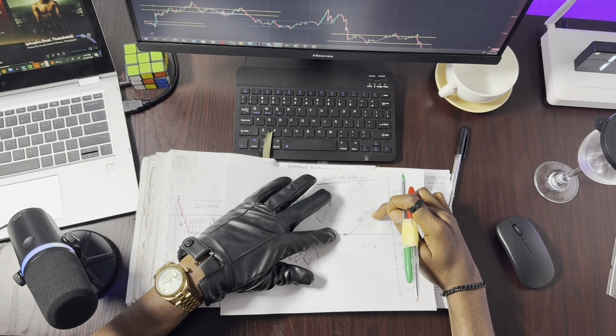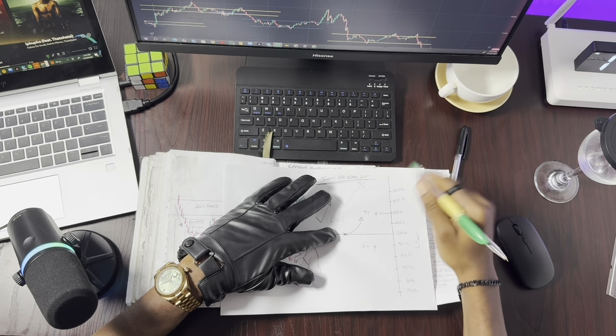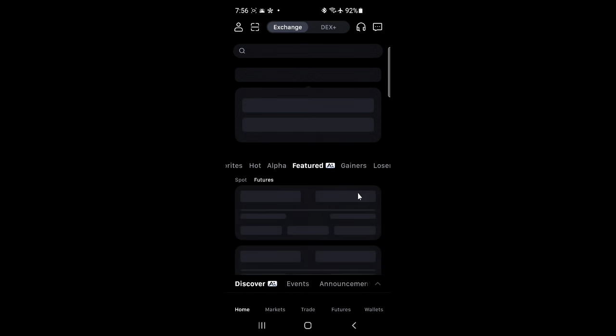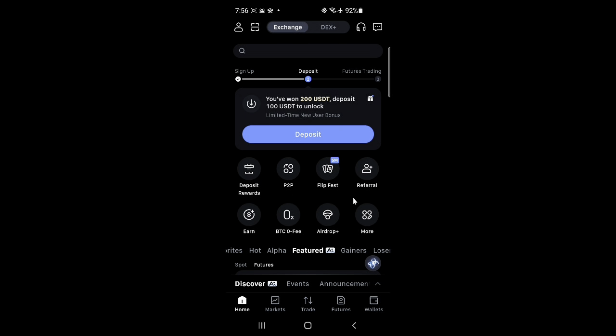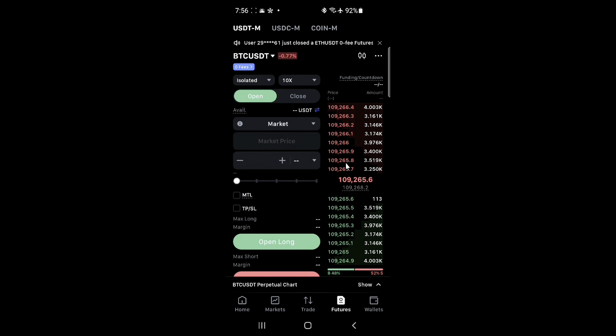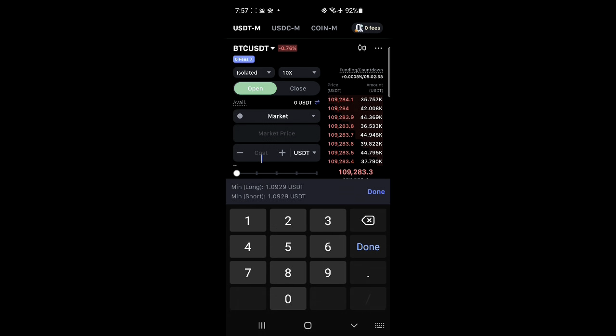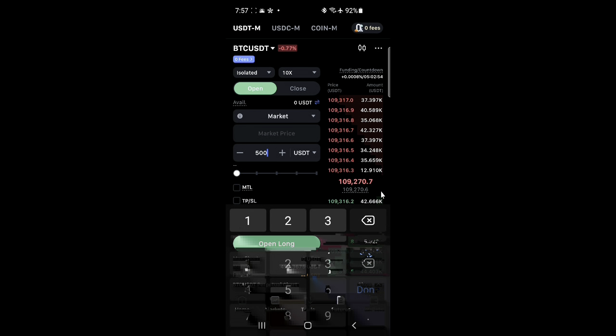Now, I'll go ahead and input these values on a live market so that you can see what is happening. So this is my MEXC platform. This is the interface. I'll come to features. I'll click on these features. So this is where I'm going to input all the values. I'll be using 500 for my size. I'll use 500 USDT, and I'll hit done.